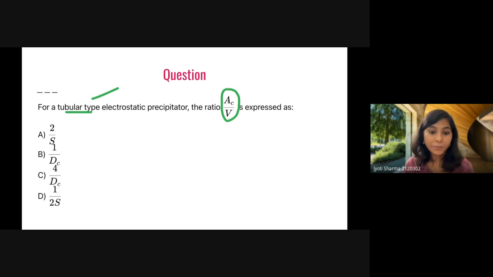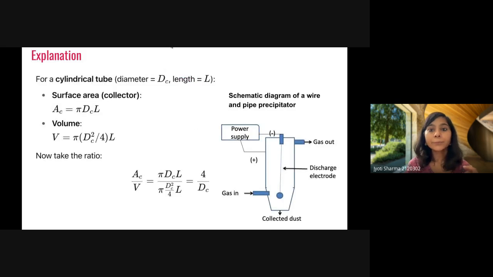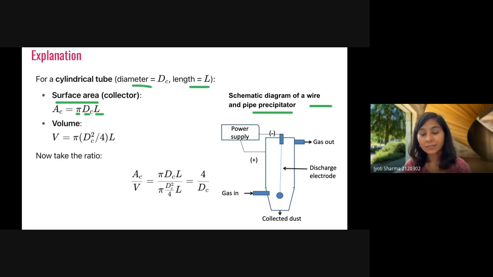Okay, because you people do not know what S and DC mean, let me give you the answer quickly first. So here the answer will be 4 upon DC, and let me show you how. If we are talking about tubular, it means we have pipe and wire. So this is cylindrical. Here the surface area will be pi DCL, where D is the diameter and L is the length.